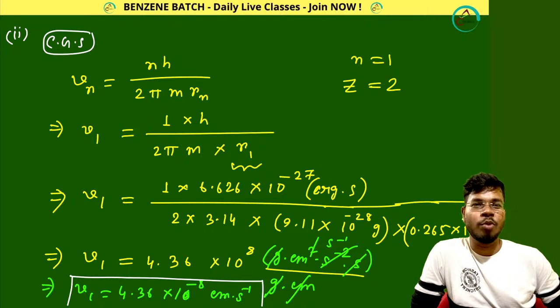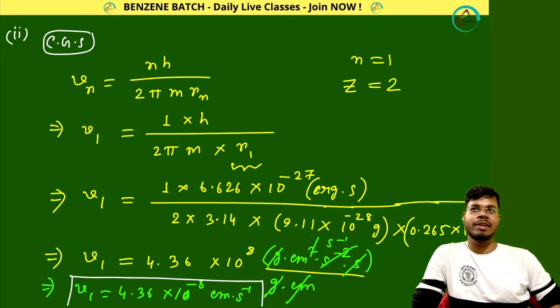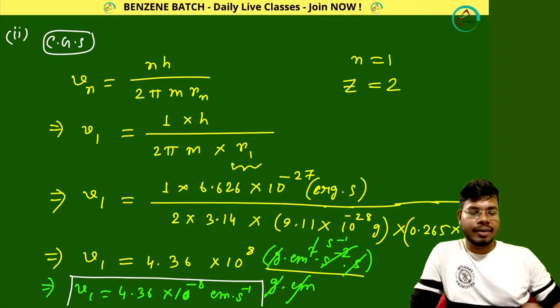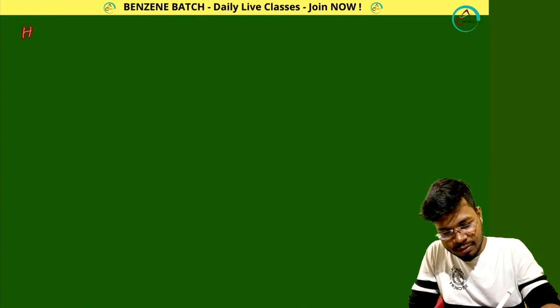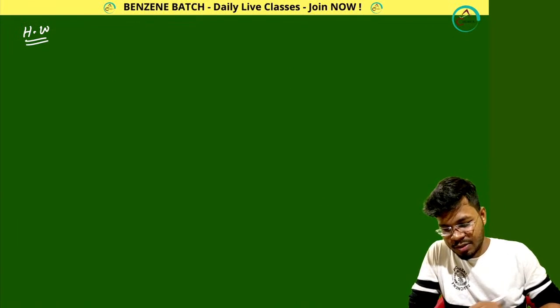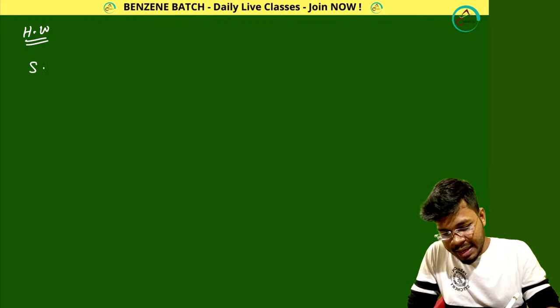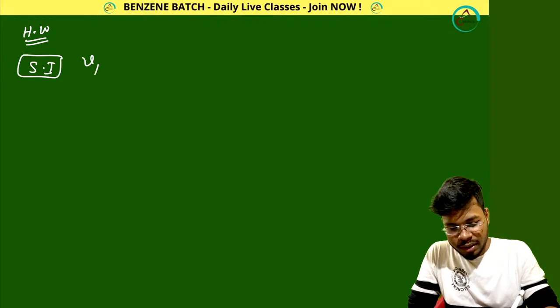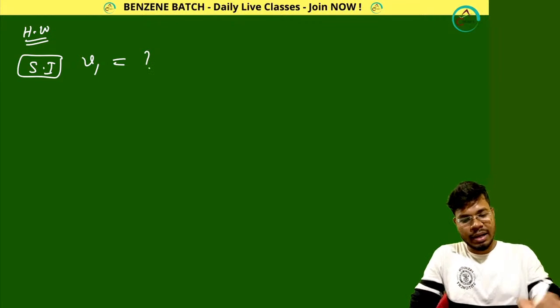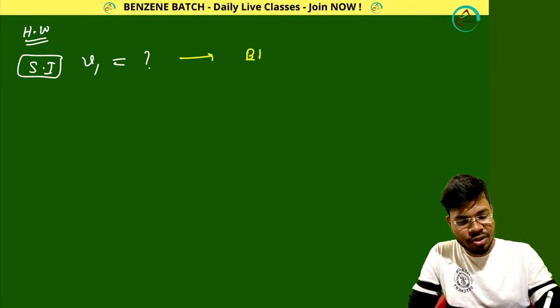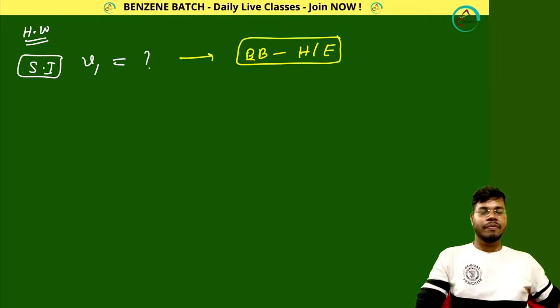It's time to give you some homework, some assignment on that. If you don't understand, please do ask me. I hope you have copied this one. Okay, good. Homework for benzene batch students: in SI, calculate the V1, and submit it to the benzene batch A/E. Okay, this is your homework. Submit it over there.